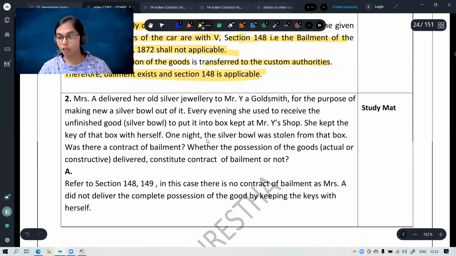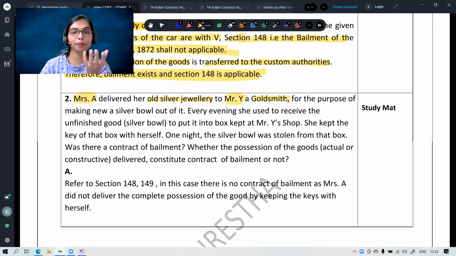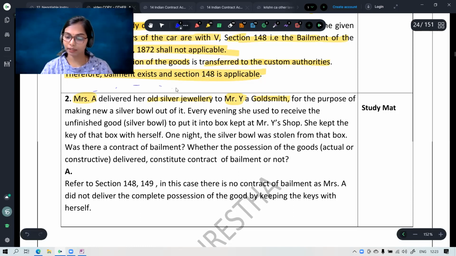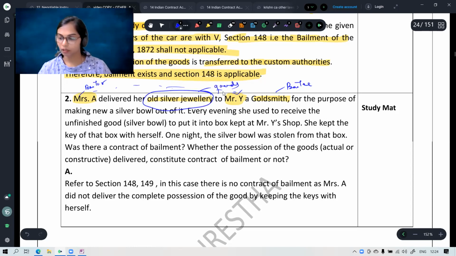So the next question is: Mrs. A delivered her old silver jewelry to Mr. Y, a goldsmith, for the purpose of making a silver bowl out of it. Okay, what has happened is, Mrs. A has delivered the old jewelry to Y, a goldsmith. So she is the bailor, this is the bailee, and this is the goods. For what? For the purpose of making a silver bowl.